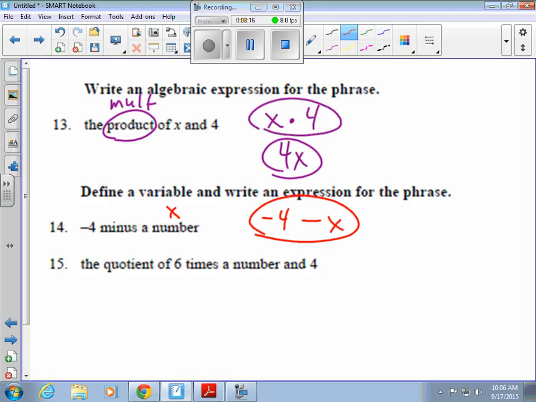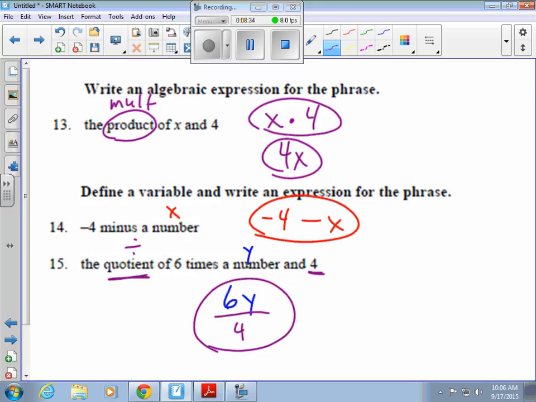The quotient of 6 times a number and 4 times a number. Let's use y this time just to make it different. 6 times a number, so 6 times y. The quotient of that, remember quotient means to divide. So 6y divided by 4 is one way to write it. 6y divided by 4 would be just as good.